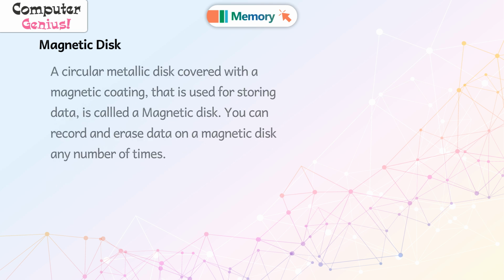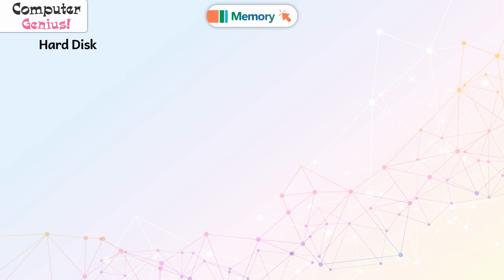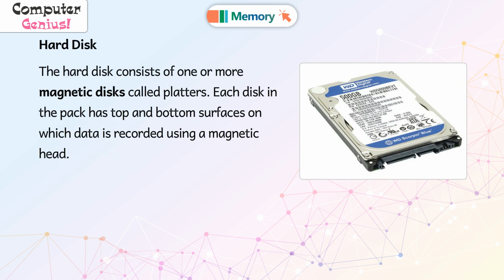Magnetic disk. A circular metallic disk covered with a magnetic coating that is used for storing data is called a magnetic disk. You can record and erase data on a magnetic disk any number of times. Hard disk. The hard disk consists of one or more magnetic disks called platters. Each disk in the pack has top and bottom surfaces on which data is recorded using a magnetic head.